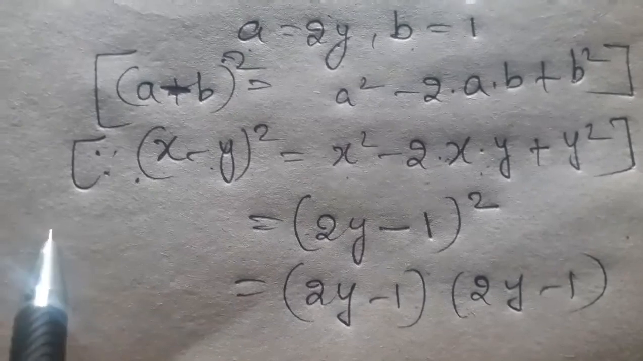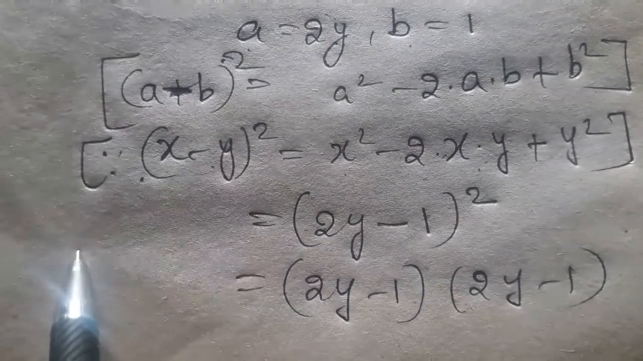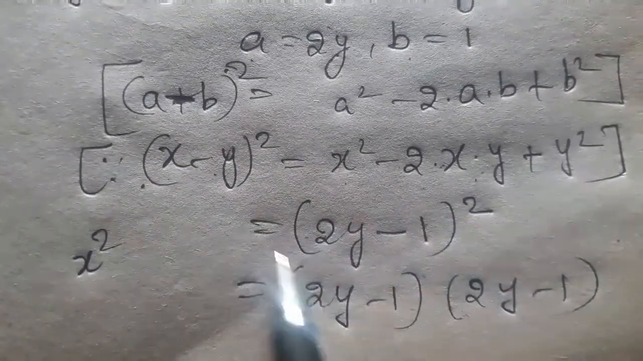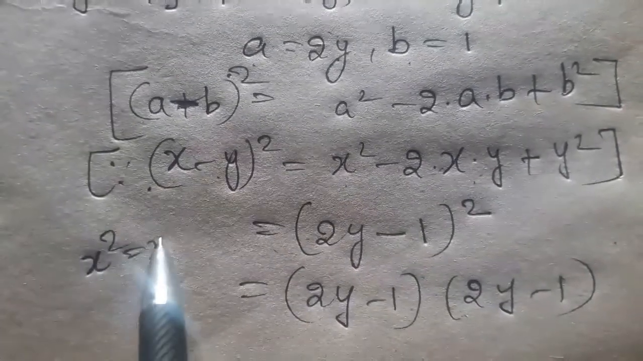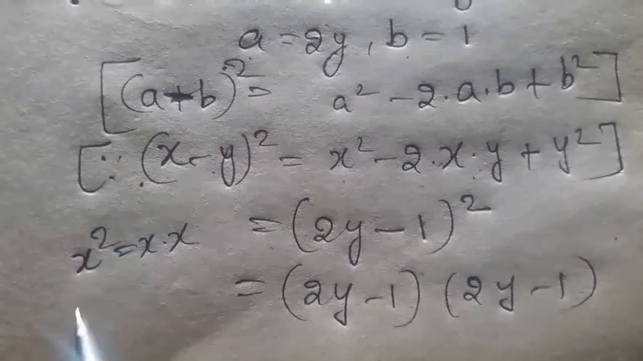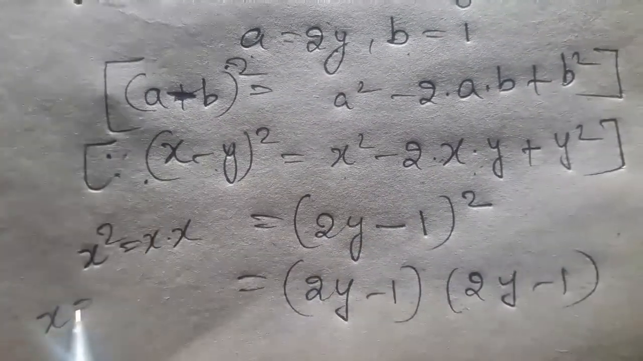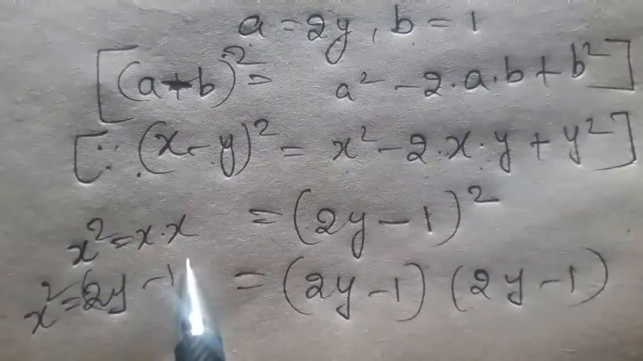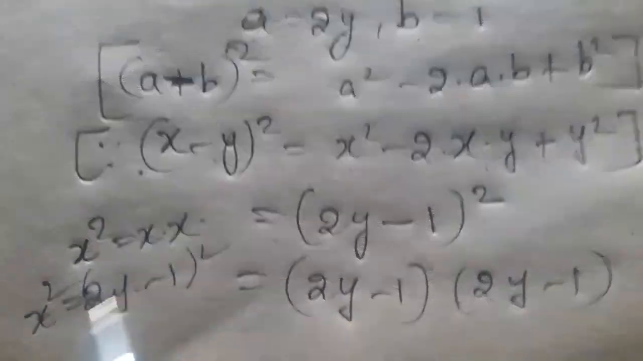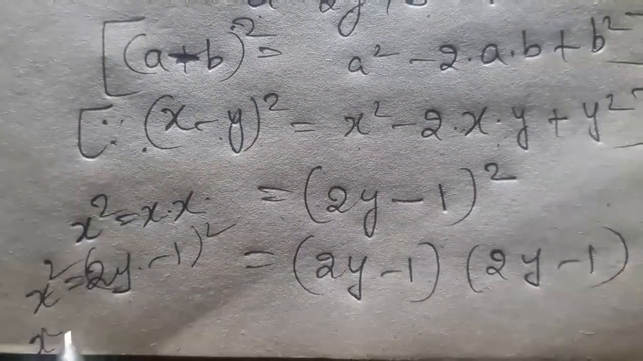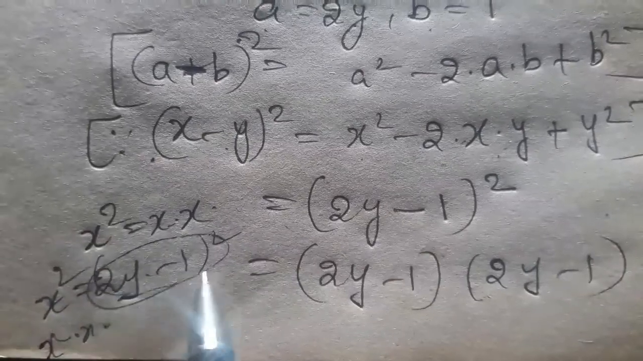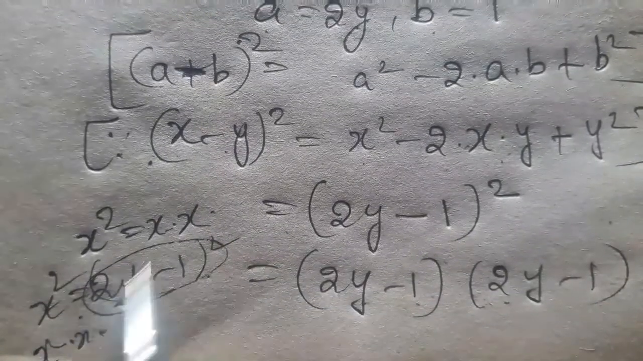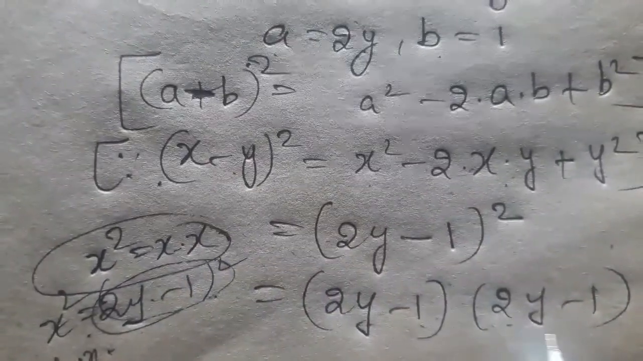See here, suppose x square is there, isn't it? This entire term assume as an x square. So x square can be written as x into x, isn't it? Yes. So this entire term you can assume x is equals to 2y minus 1. So x square can be written as x into x. So that's why this 2y minus 1 into 2y minus 1 can be written like this. Understood? So this is the point here.